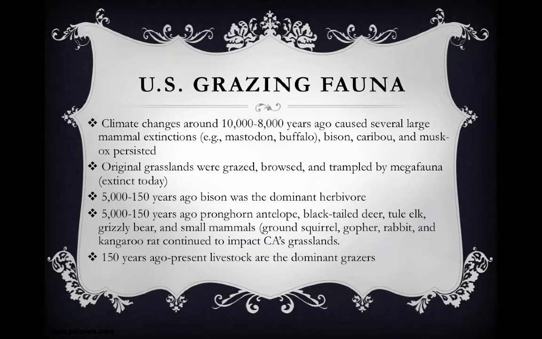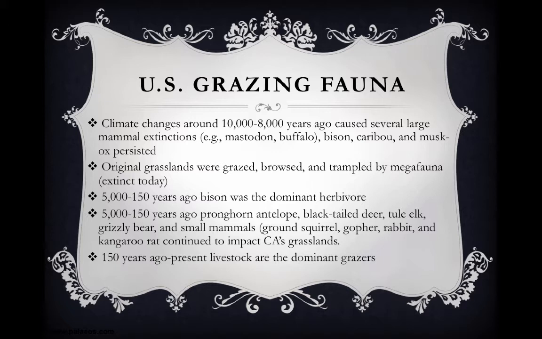So in the U.S., our grazing fauna or grazing animals actually can be traced back to when the Earth went through major climatic changes around 10,000 or 8,000 years ago. And this caused a lot of our big mammals to go extinct. So mastodon and buffalo. We still have bison today, but there were even larger species of bison, caribou, and muskox that actually persisted on rangeland.